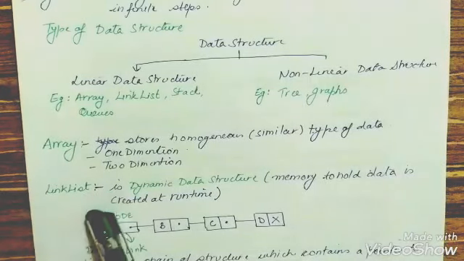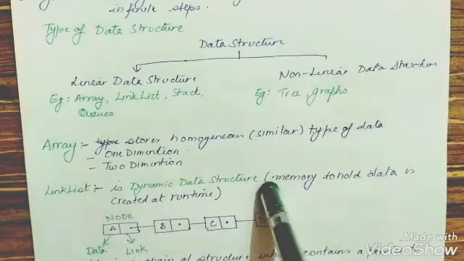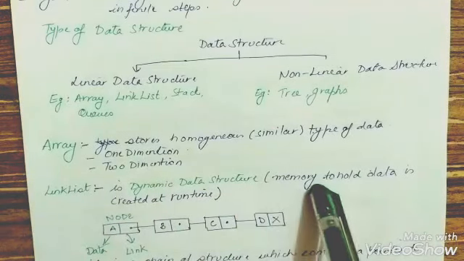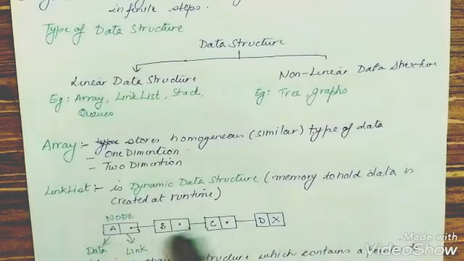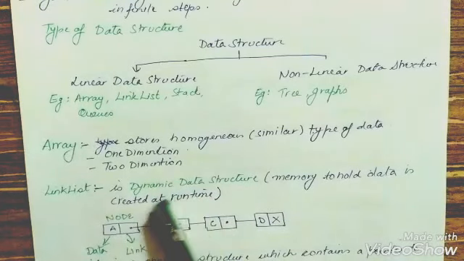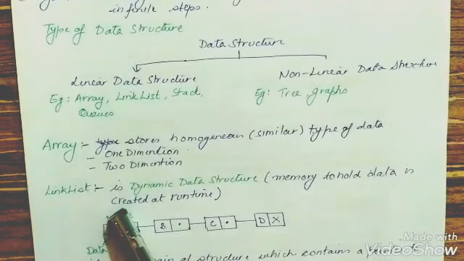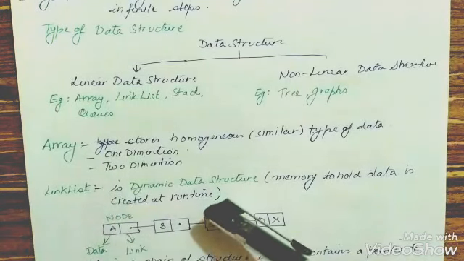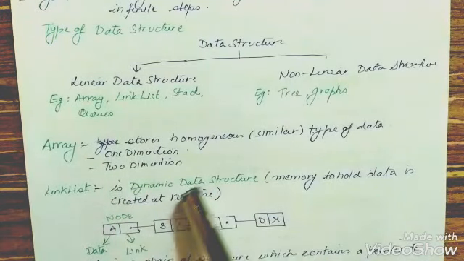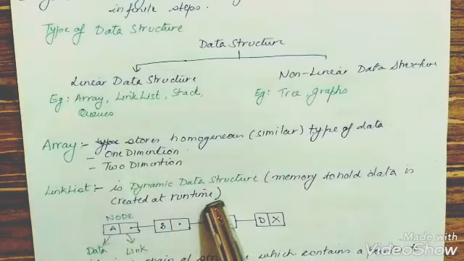Now we have linked lists. It is a dynamic data structure, and it means that memory to hold data is created at runtime. So it means that as soon as we create any linked list, it doesn't get stored into the memory at that point of time only. It is stored when we run that program.